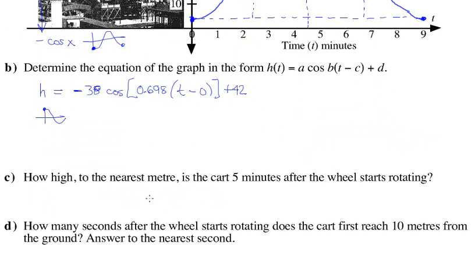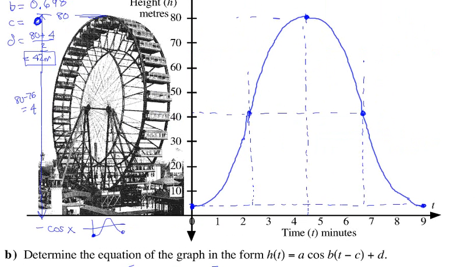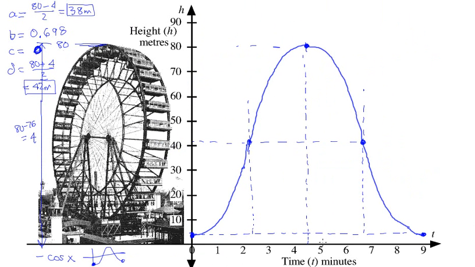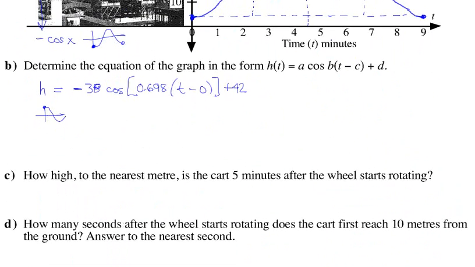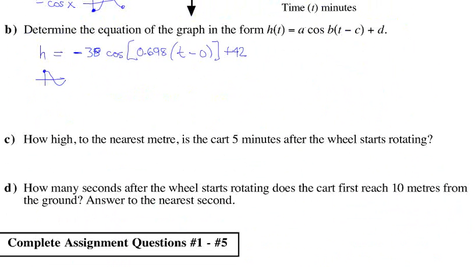Now, how high is the cart 5 minutes after the wheel starts rotating? The quick and easy answer for this is find 5 minutes, read up to the graph. You can see it should be in the high 70s meters. But let's do it algebraically, like good mathematicians. We'll take 5 and feed it into this equation.